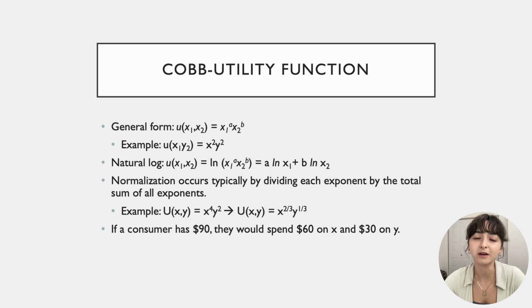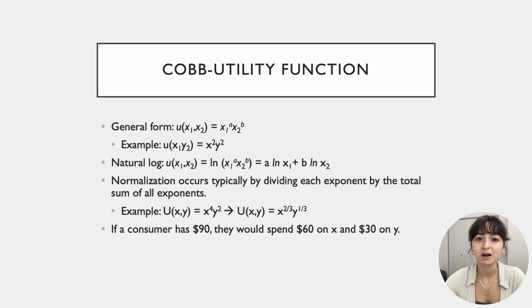However, we will often transform this function by taking its natural log, which also allows us to transform exponents into coefficients, which is particularly useful when performing linear regressions. This is also called normalizing, and it makes it easier to find the marginal rate of substitution, or MRS for short, which I will go over in the next slide. When we take the natural log of the general form of the Cobb-Douglas utility function, it looks like this.